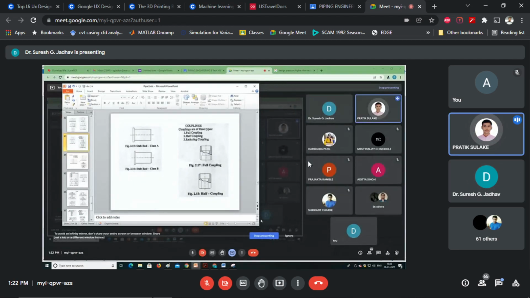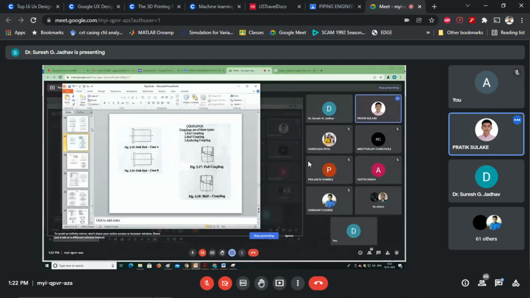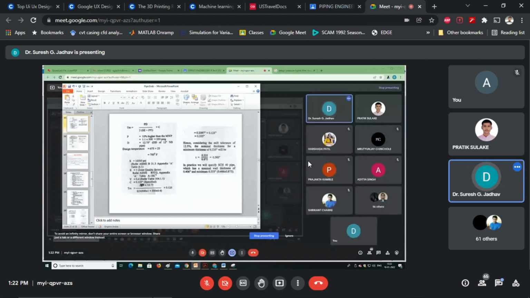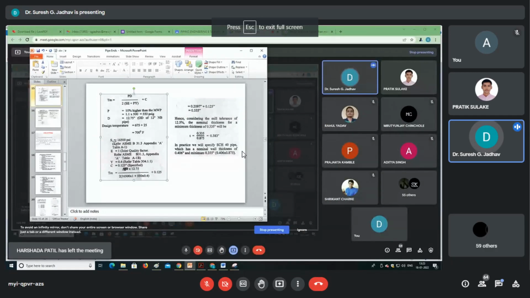How did we select the stress values in the numerical? Okay, in the numerical, it is based on ASME B31.3, Appendix A, Table A-1. See the pressure rating, that is 550 pounds per square inch gauge. Based on that, we can select the allowable stress, that is 60,500 pounds per square inch.